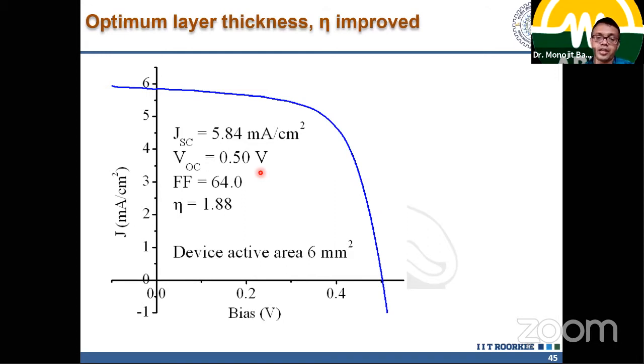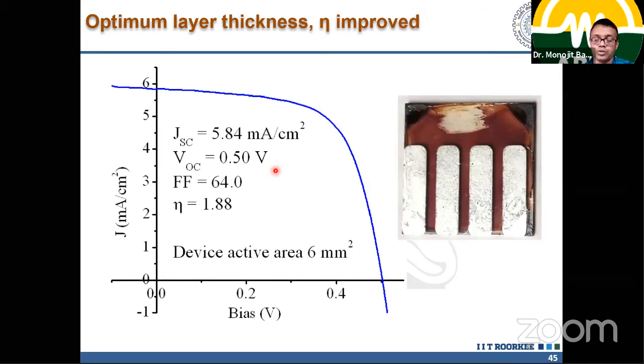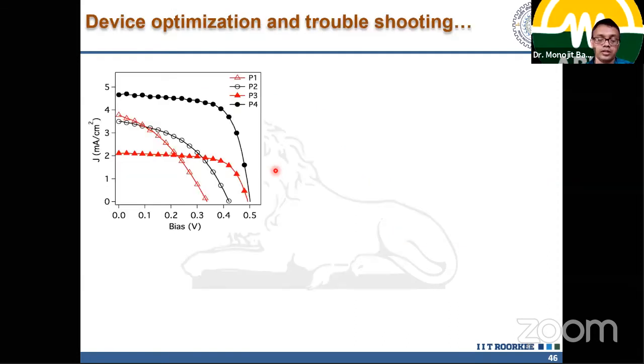But this is a P3ST device, which normally shows somewhere like 3%, but we can get a nanoparticle device with somewhere like 2.2% efficiency. So after all this optimization, we were able to make a good quality film, and we got the device which we are looking for. So these are some of the devices.